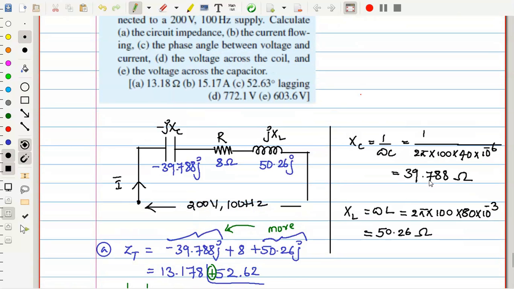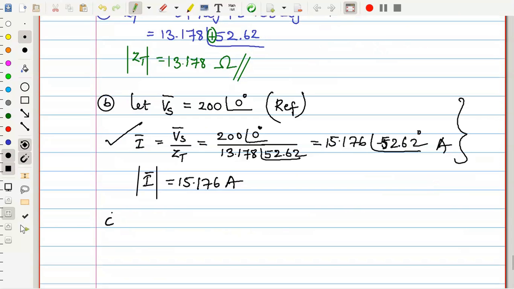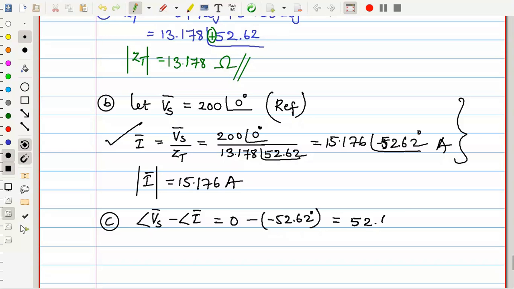See that, phase angle between voltage and current. They are saying phase angle between voltage and current means source voltage angle minus source current angle. How much is the voltage angle? 0. How much is the current angle? Minus of minus 52.62 degrees. So this is equal to 52.62 degrees. That is the angle between the voltage and current. Clear?